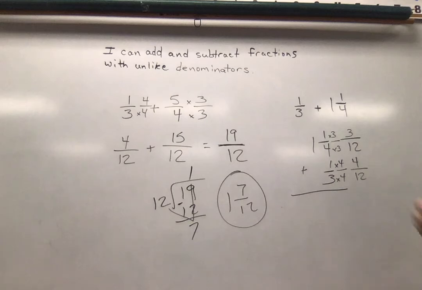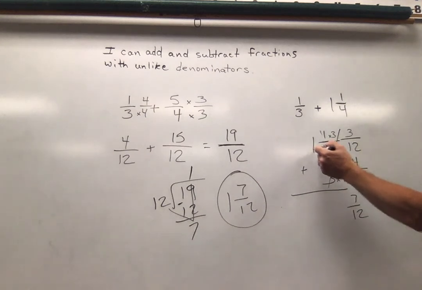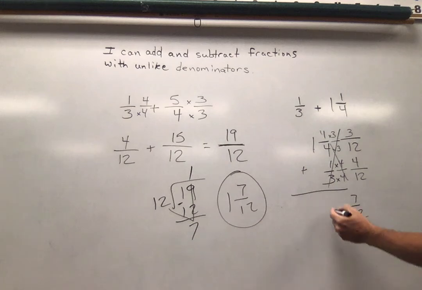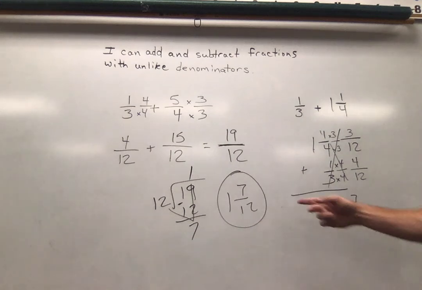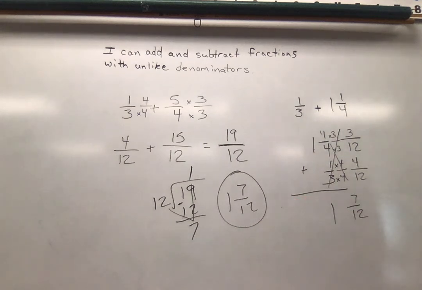So now I can take my 12ths and just add them. 3/12 plus 4/12 is 7/12. And then 1 plus, we have no whole number here. We get 1 and 7/12. So we get the same answer. Again, you can work it different ways sometimes, but those are the basics of adding fractions with unlike denominators.